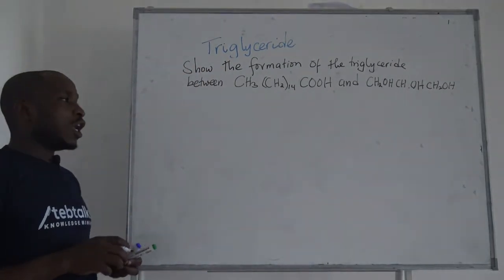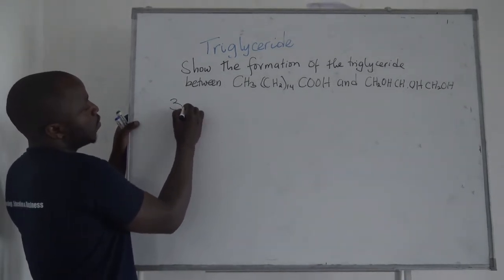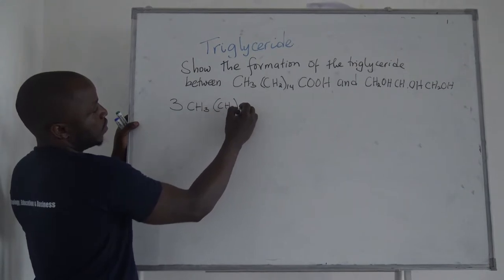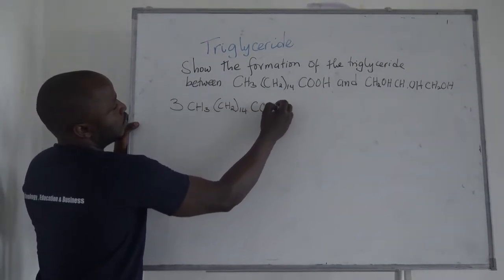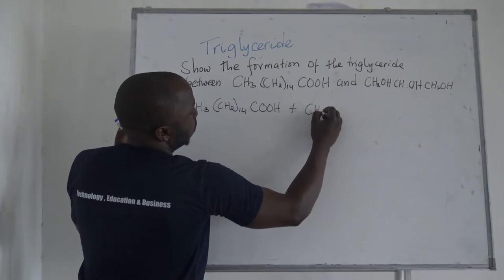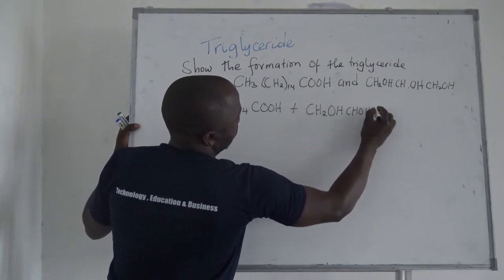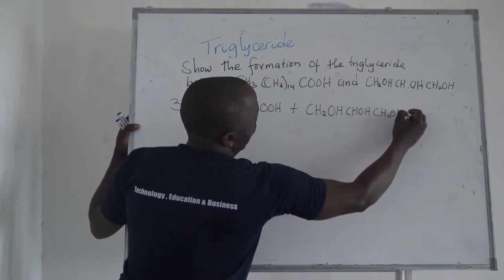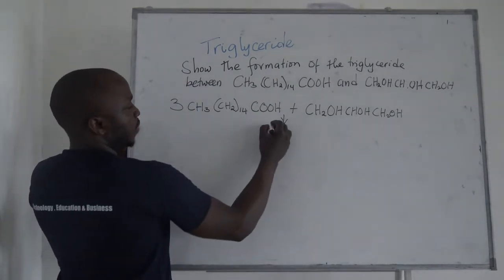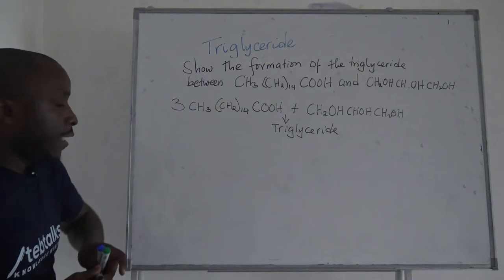So it would mean our triglyceride will be three molecules of this fatty acid, of long carbon chains, plus one molecule of the glycerol. That will give us a triglyceride. How will that triglyceride look?